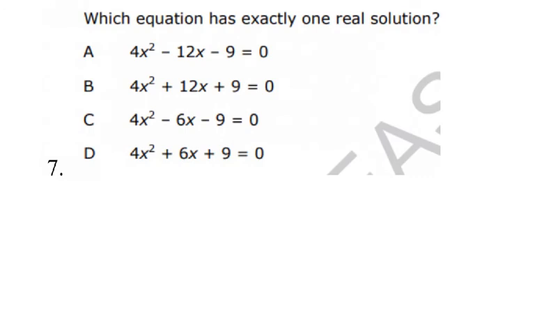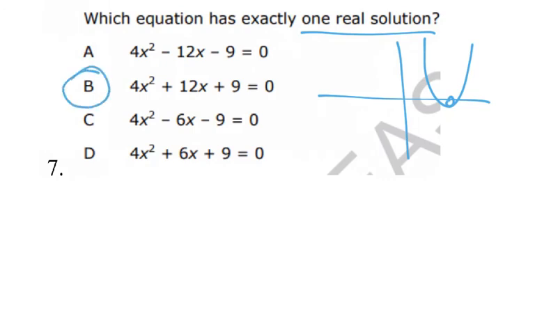So this one asks, which equation has exactly one real solution? So which one only hits the x-axis one time? That was a horrible picture. Don't judge me. So pause the video and graph all of them, and see which one hits the x-axis only one time. Pause the video in 1, 2, 3. And so B is the only one that when you graph it, only hits one time, so it only has one real solution.